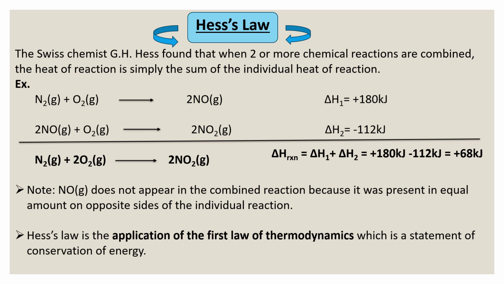The net reaction is N2 plus 2O2 is equal to 2NO2. Del H reaction is equal to del H1 plus del H2 equal to 180 kilojoule minus 112 kilojoule equal to 68 kilojoule. Nitrogen oxide does not appear in the combined reaction because it was present in equal amount on opposite sides of the individual reactions. Hess's law is the application of the first law of thermodynamics, which is a statement of conservation of energy.